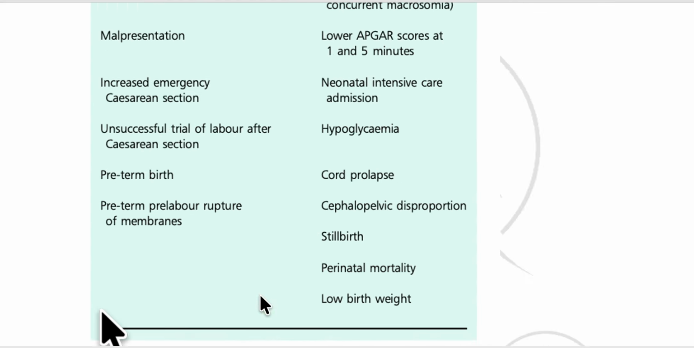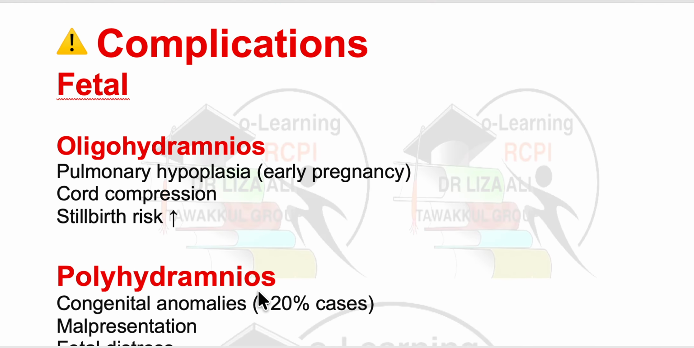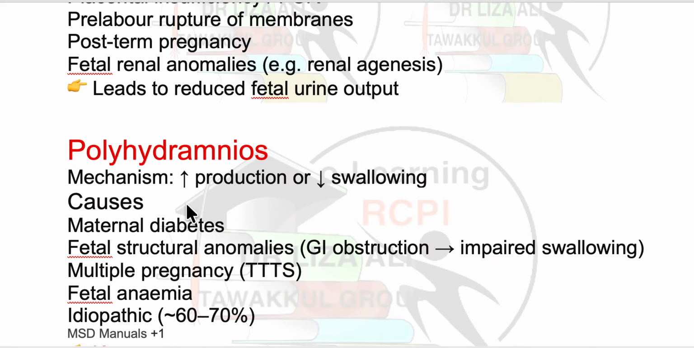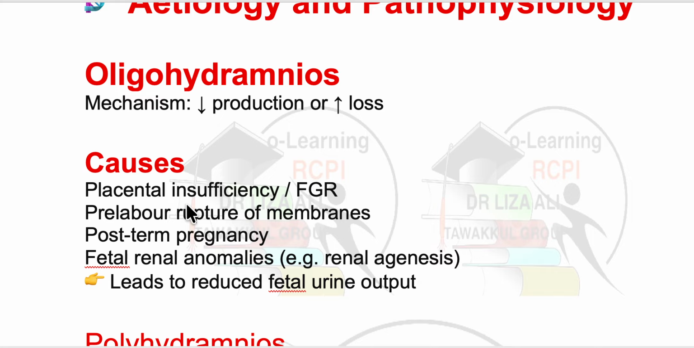So that's the reason I am showing you. I tried to write here only the most important causes, because there is a big list. So what are those? The placental insufficiency, FGR, post-term pregnancy.